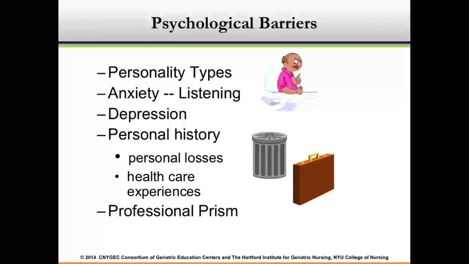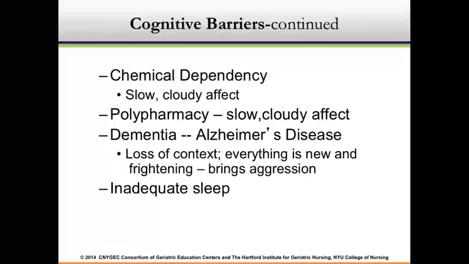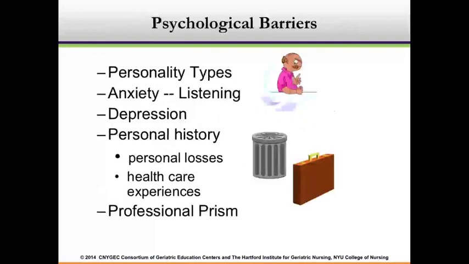Additional barriers are personality types. Those are the cognitive barriers. The psychological ones now are related, but they have a different focus. You have different kinds of personalities, people who are outgoing and people who are shy and people who are aggressive and people who want to do good. And anxiety is a huge psychological barrier, because it is a huge barrier to listening.